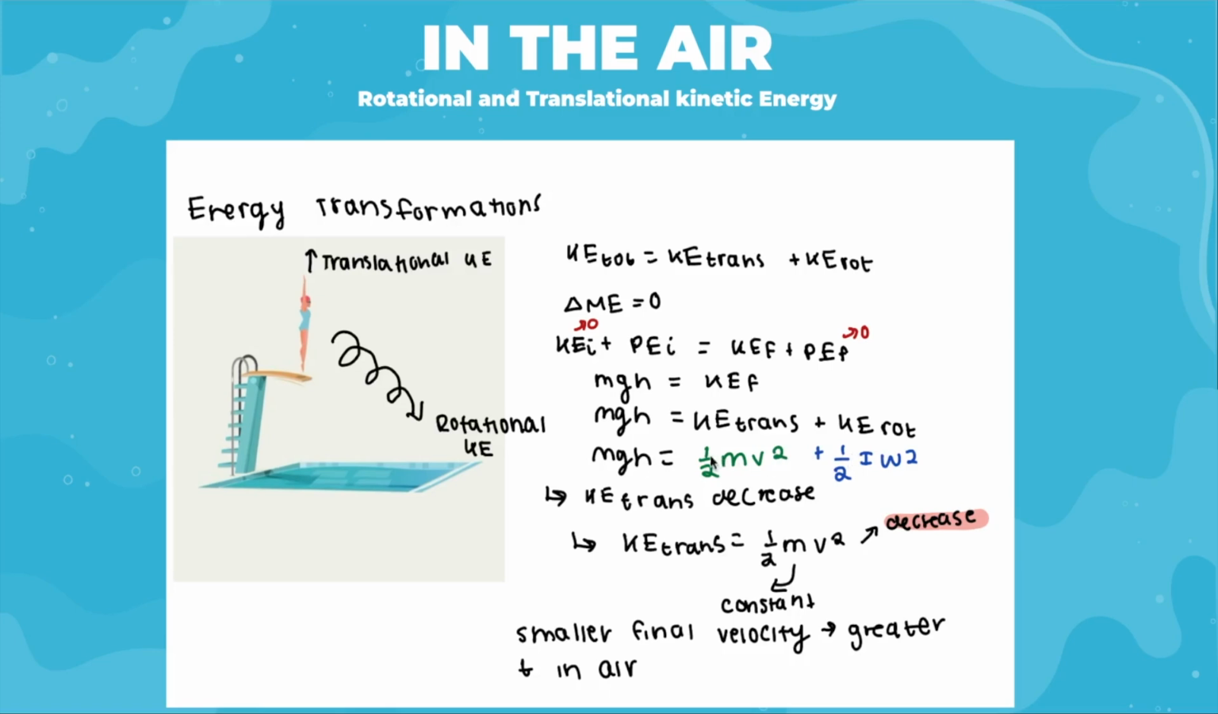So as shown by this, say the omega of kinetic energy rotational, which is equal to rotational velocity, were to increase as the diver flips faster. Since this is constant, this component of the half mv squared must decrease to keep it constant. Since mass is also constant, the velocity thus has to decrease translationally. So this basically just means that an increase in rotational velocity causes a decrease in translational velocity, which means a smaller final velocity upon entering the water and a greater time in the air.